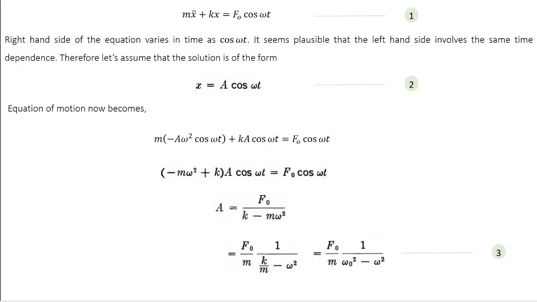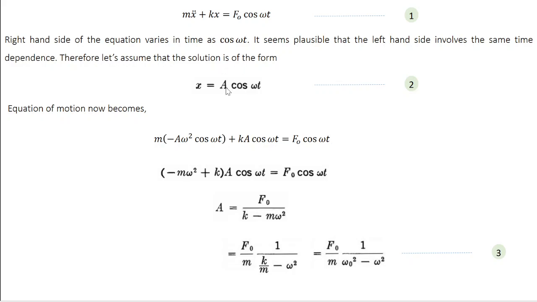But we are not going to get into such a detailed derivation now. For now, we'll be happy with a qualitative analysis of the solution. If you look at the right hand side of the equation, it varies in time as cos omega t. So it's possible that the left hand side is also going to vary in the same fashion. In other words, we are going to look for a solution x which varies as a function of cos omega t. So let's assume that our solution is x equal to A cos omega t, where A is some constant whose value we need to find out.